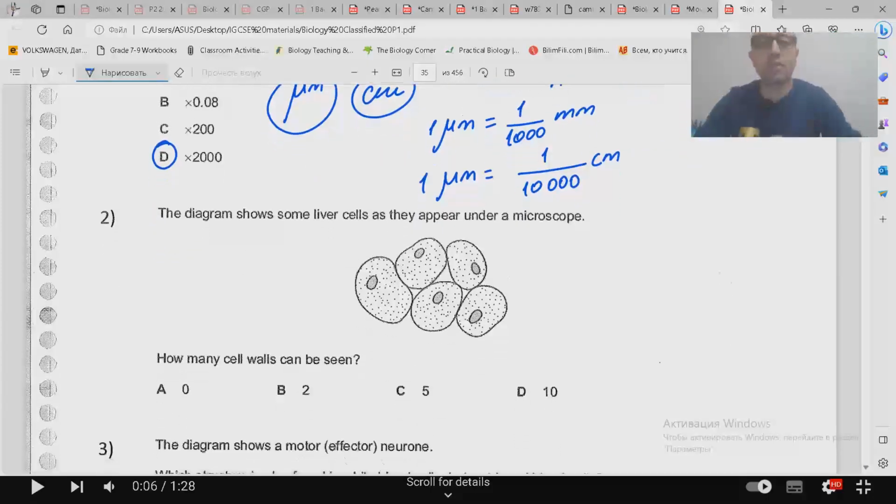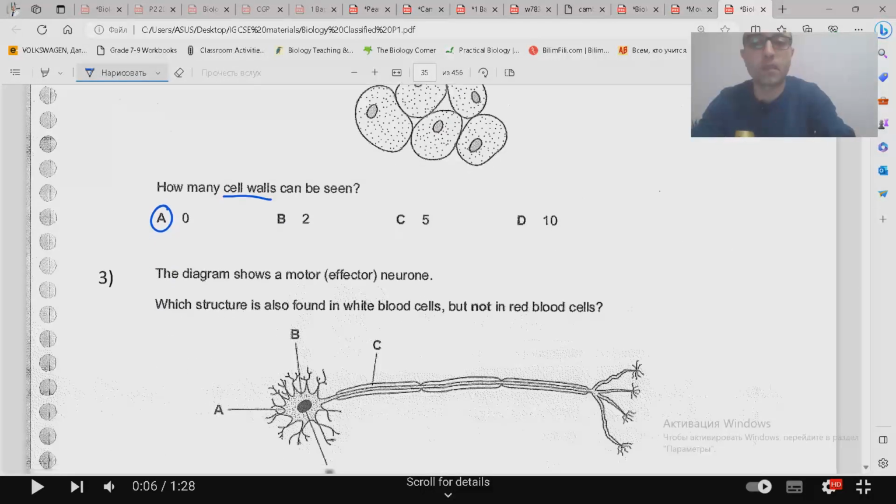The diagram shows some liver cells as they appear under a microscope. How many cell walls? This is another question where many students make mistakes. First of all, we must know that, as you see, it is written that it's a liver cell, and a liver cell is an example of an animal cell. Of course, animals don't have a cell wall. The answer here is A.